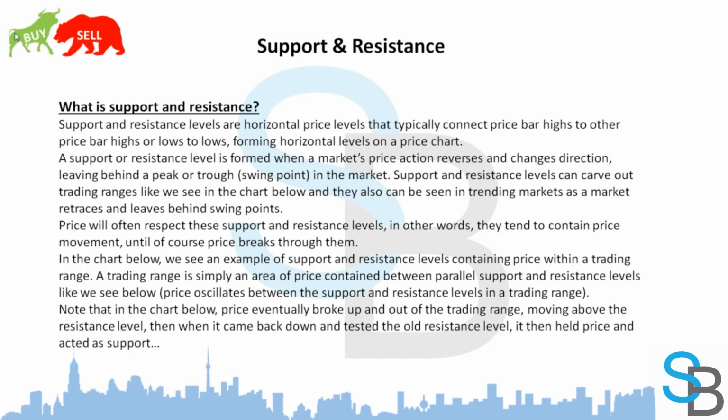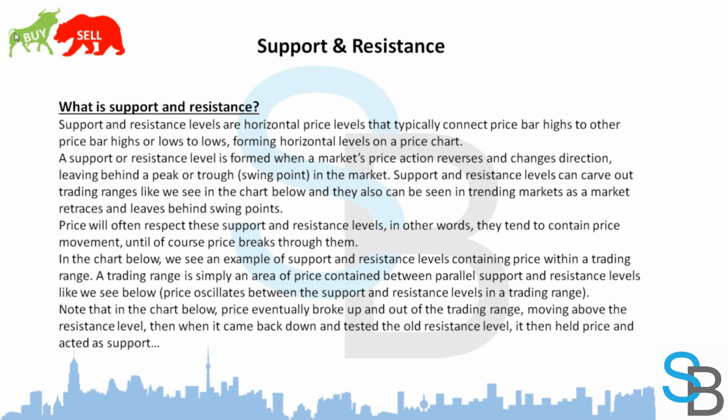Support and resistance. What is support and resistance? Support and resistance levels are horizontal price levels that typically connect price bar highs to other price bar highs or lows to lows, forming a horizontal level on a price chart. A support or resistance level is formed when a market's price action reverses and changes direction, leaving behind a peak or a trough swing point in the market.